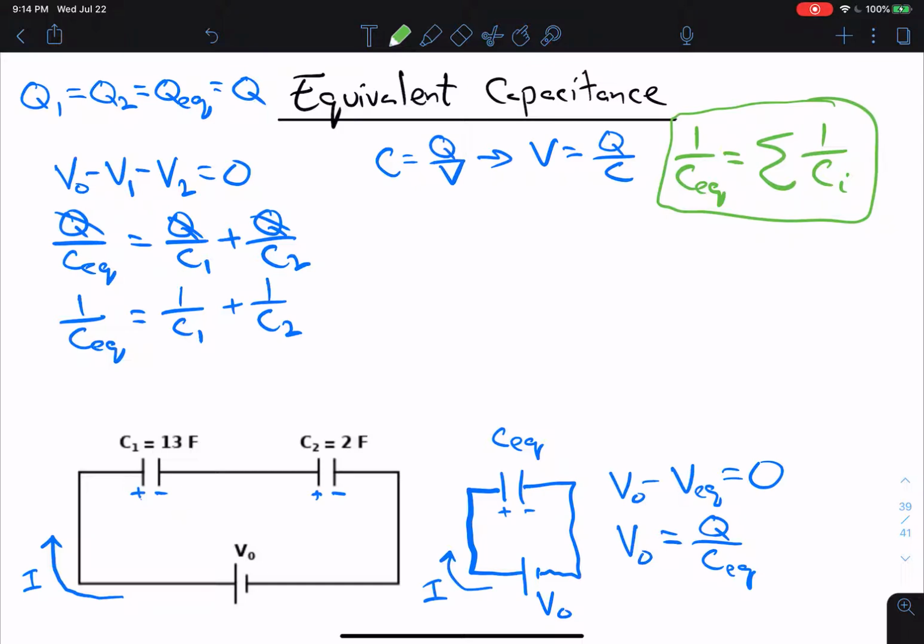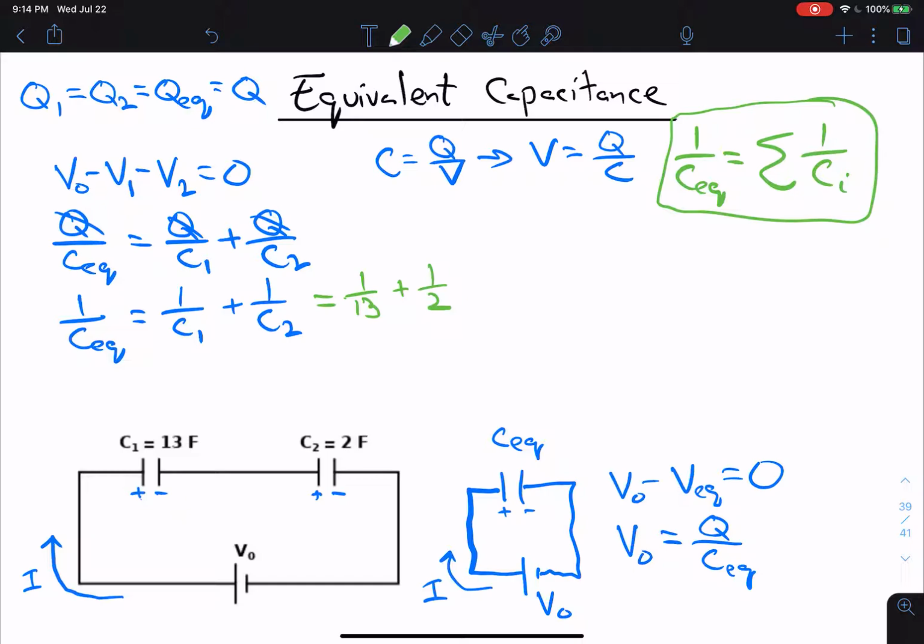In this case, I've got two capacitors, and so I'm going to have, let's see, this is going to be 1 over 13 plus 1 over 2.